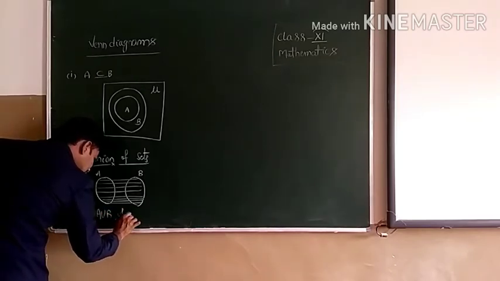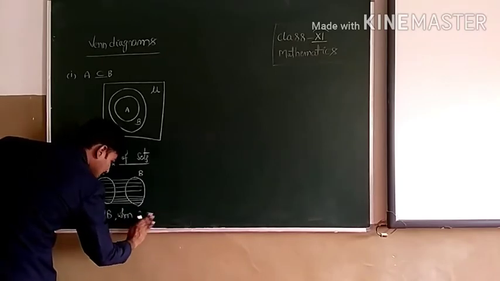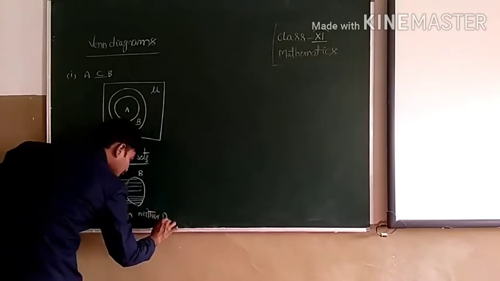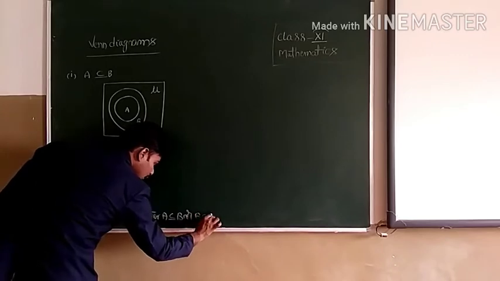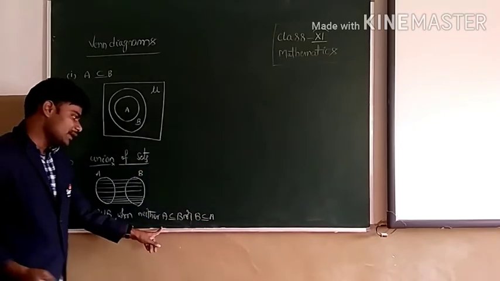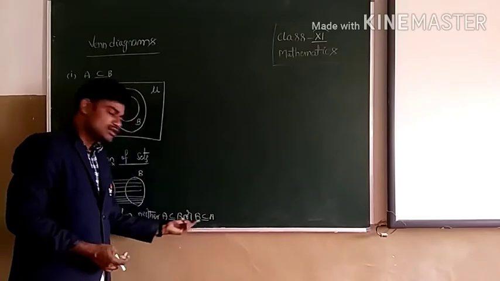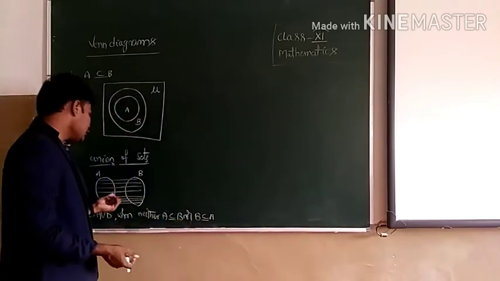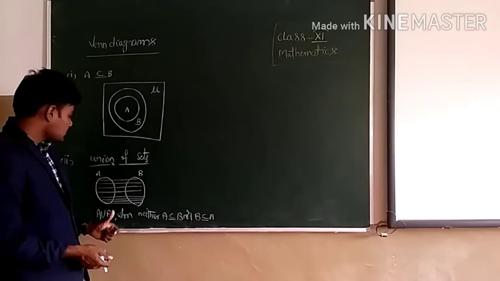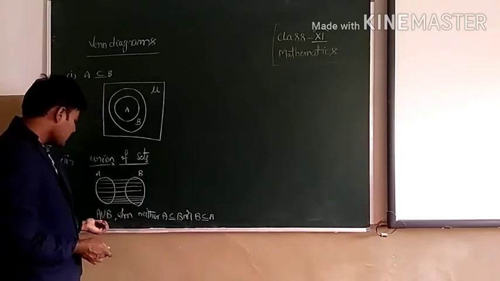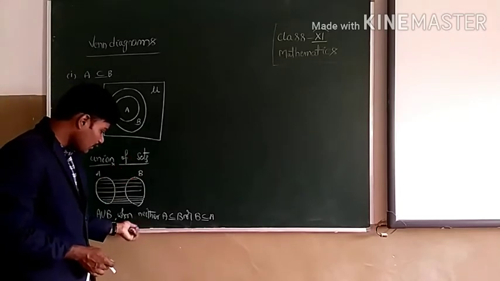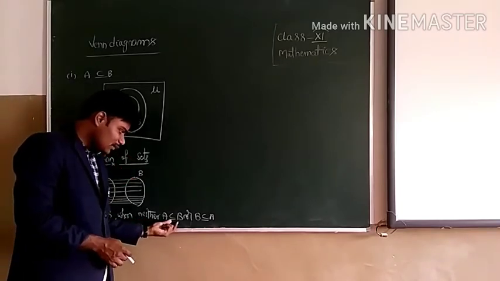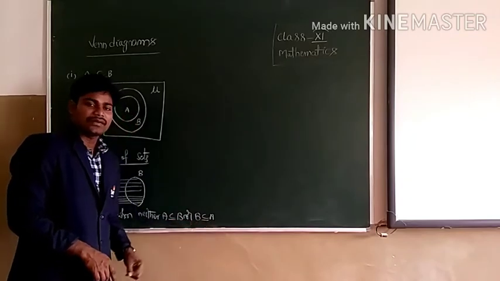When the condition is neither A subset B, nor B subset A. Because if A subset B and if B subset A, then these two are equal sets. Then A union B is just one set only. So that's why this diagram represents the Venn diagram of union of two sets whenever neither A is a subset of B nor B a subset of A.